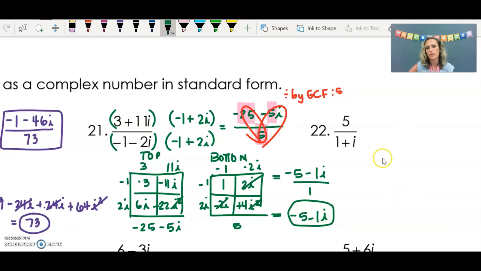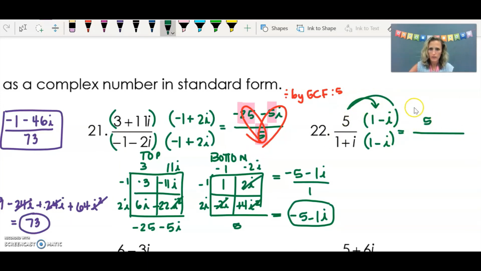All right, let's try this next one. Here we're going to multiply by 1 minus i and 1 minus i. The numerator here is just a monomial, a single term, so we're just going to distribute. There's no need to FOIL or box there, so 5 times 1 is 5. 5 times -i is -5i, and that gives us our numerator.